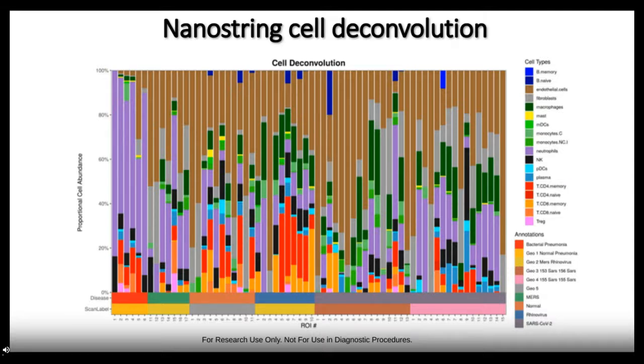We performed CIBERSORT analysis on the bulk RNA sequencing that we performed using quant-seq. You can see that there's a range of different types of immune cells present in the SARS-CoV-2 tissues that are on the right-hand side of this diagram here.